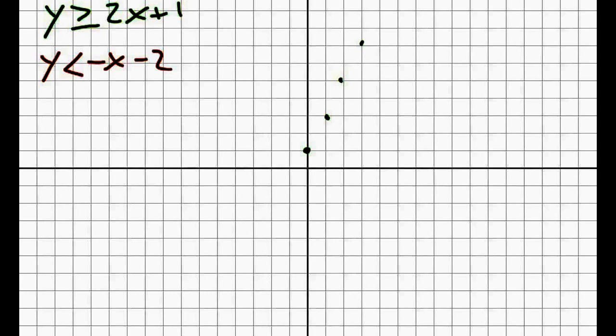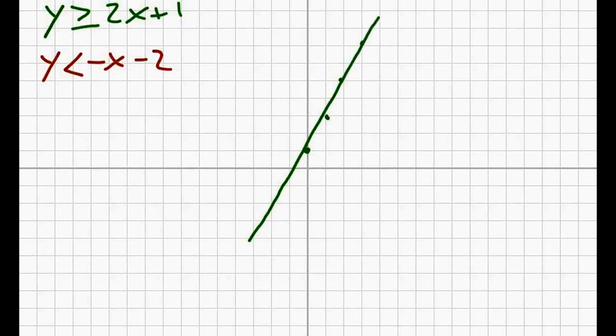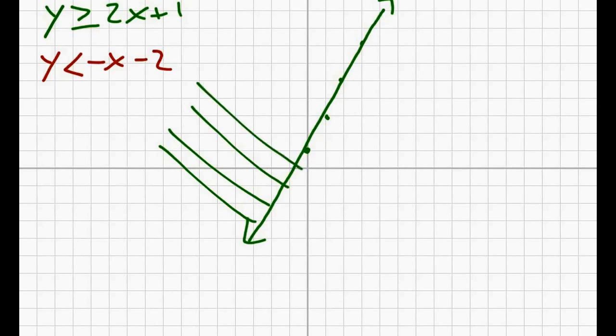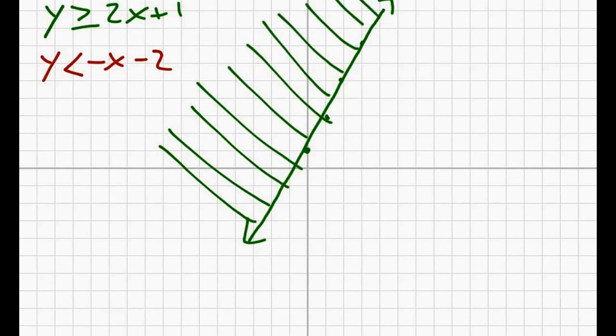Now, it's y is greater than or equal to, so I know that's going to be a solid line. We learned that earlier in the chapter. Greater than, we know that we're shading above the line. And we also know that if we're not sure, we can always take a point in the shaded side and check it by plugging it into the inequality.